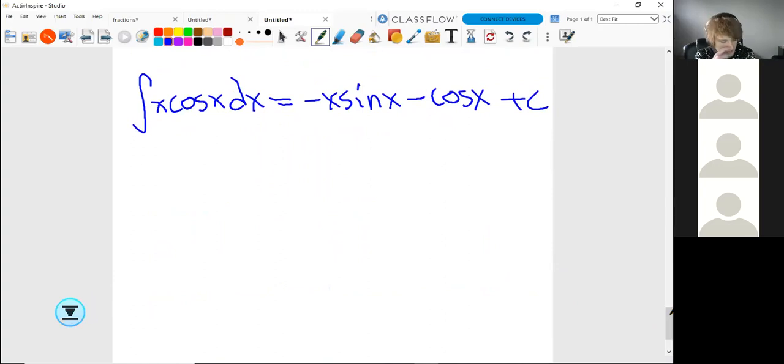So then how about, find an antiderivative of r cubed natural log of r dr?